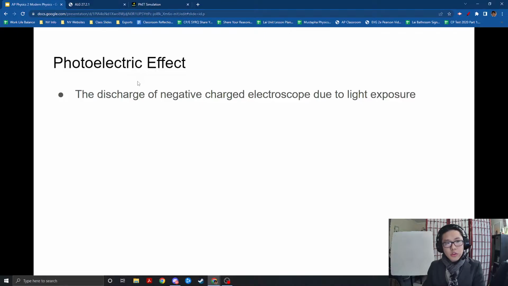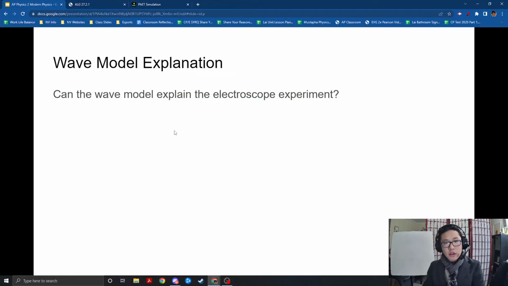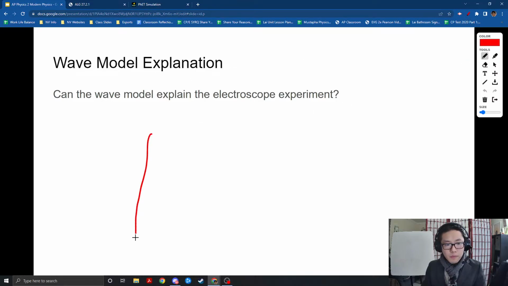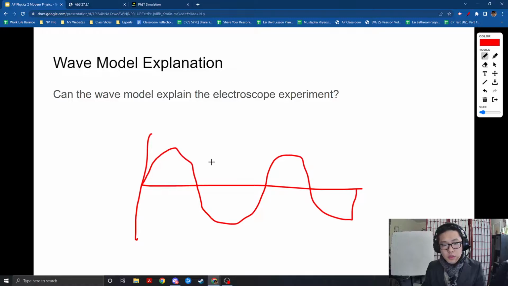So scientists wondered what aspect of the light is actually causing this. They wanted to make predictions using their current 1800s wave model. All right. So a reminder of what the wave model is. The wave model is essentially when we have vibrating electric fields.